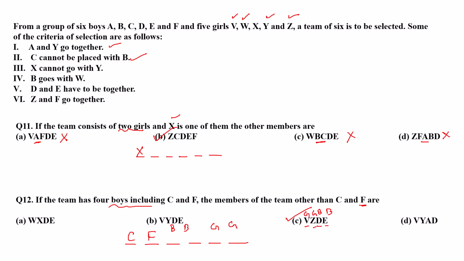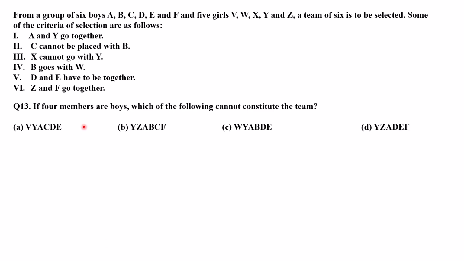Now we will do some more questions based on the same criteria. Now question number 13. Again, it is the sub part of the previous question only. Here it is given if 4 members are boys, which of the following cannot constitute the team? Okay. So in the question, you have to make a team of 6. Now it is given out of 6, 4 are boys. So first of all you check in all the options 4 boys are there. Now boys are from A, B, C, D, E, F. So here 4 boys are there. Here also it is there. So 4 boys are there.